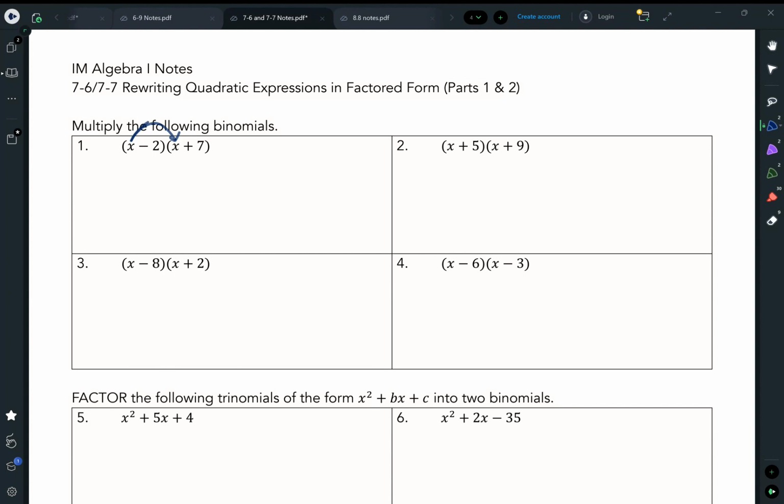So x times x is x squared, and x times 7 is 7x, minus 2x, and then negative 2 times 7 is minus 14. You can go ahead and just pause the video and try these on your own, and then go back and check your answers.